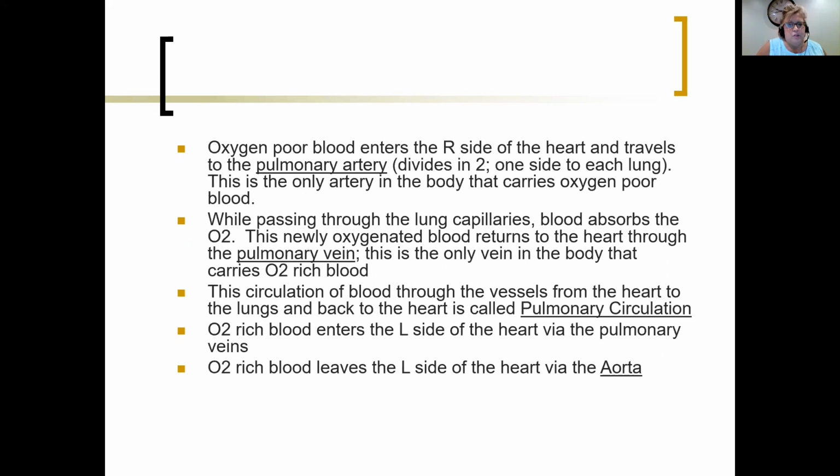When passing through the lung capillaries, the blood absorbs the oxygen. This newly oxygenated blood returns to the heart through the pulmonary vein, and this is the only exception when a vein has oxygen-rich blood. Otherwise, all the veins in your body have oxygen-poor blood. The circulation of blood from the heart to the lungs and back to the heart is known as pulmonary circulation.